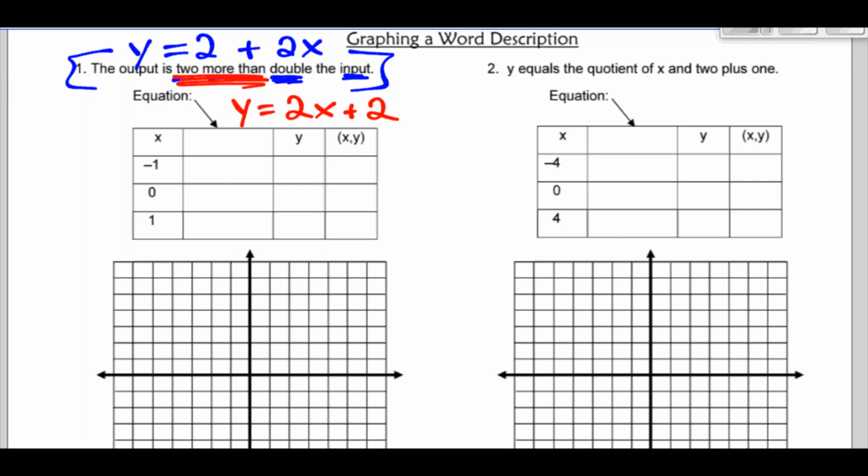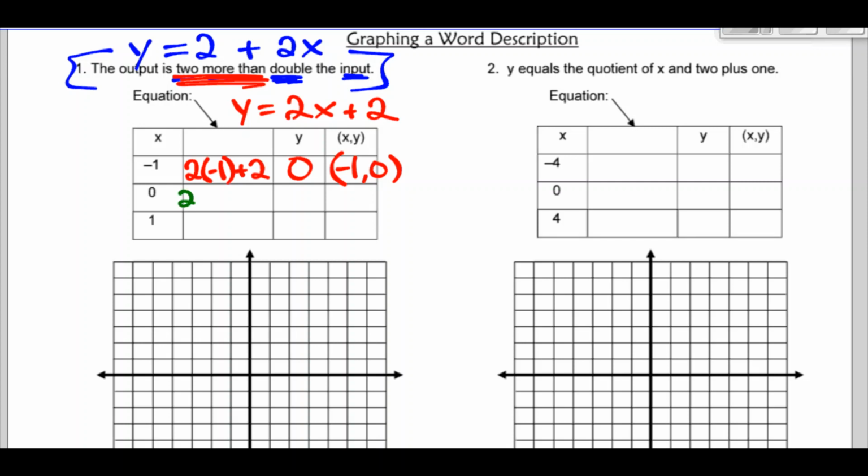From there, I'm going to take that equation and plug in each of these x values. They're each going to go into that so that I can eventually graph some coordinates. When I plug in -1, it's -1 times 2 plus 2. -1 times 2 is -2, plus 2 is 0. So -1, 0 is one of the points on this line.